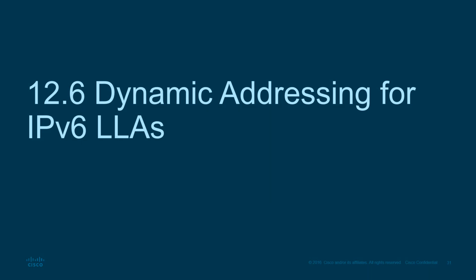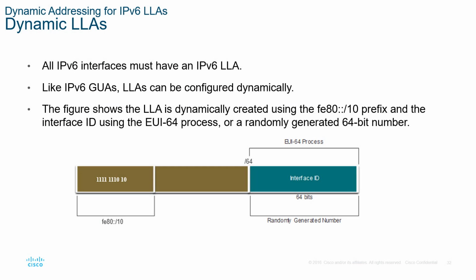Moving on, we have our dynamic addressing for IPv6 link local addresses. Alright, so first and foremost, all IPv6 interfaces have to have a link local address. The link local addresses can be configured dynamically. They are created using a FE80::/10 prefix, and they use the EUI-64 process more often than not, though sometimes they can use a randomly generated number depending on the operating system.